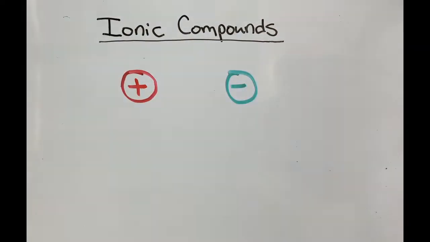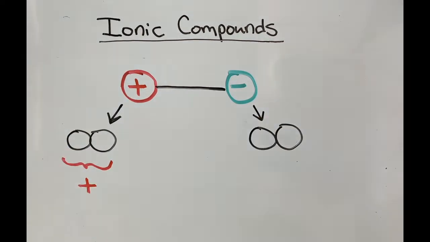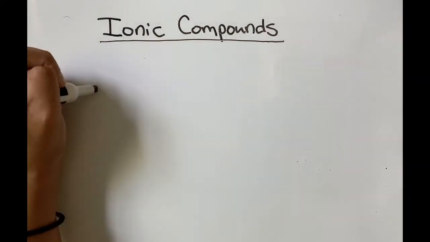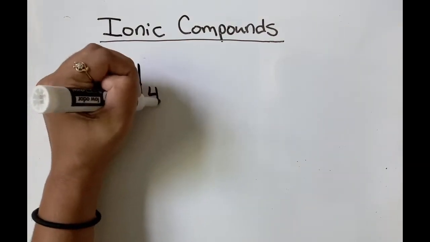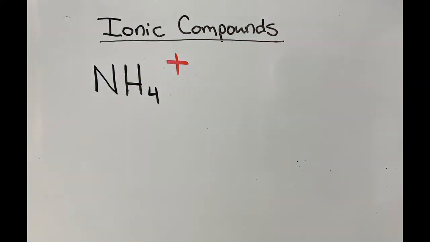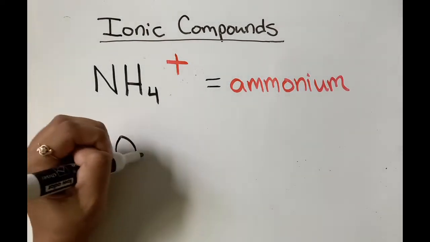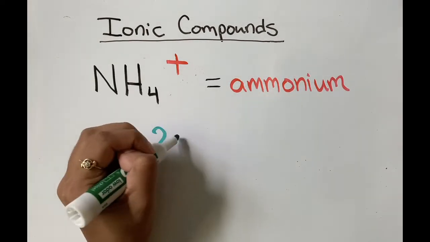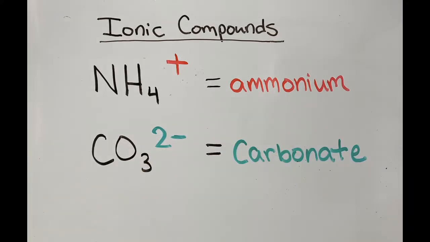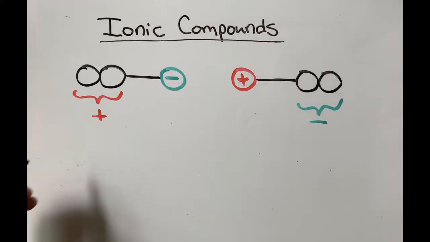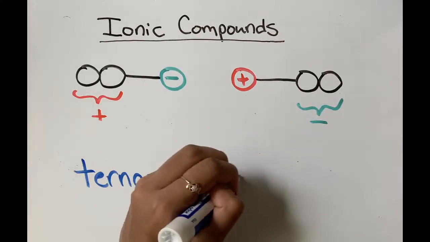The examples we went over only have two elements, but ionic compounds can include three if they include cation and anion groups. An example of a cation group is NH4, 1+, which is called ammonium. An example of an anion group is CO3, 2-, which is called carbonate. These compounds with three elements are called ternary compounds.